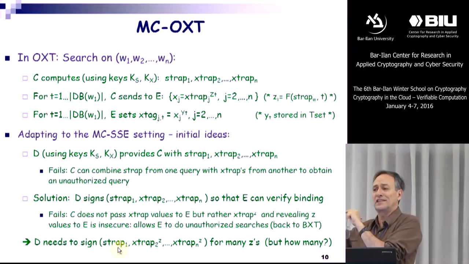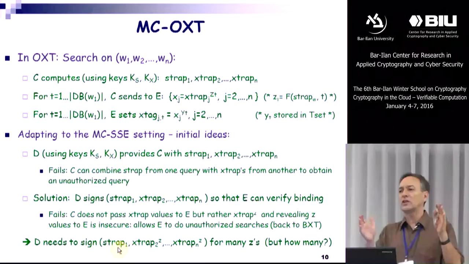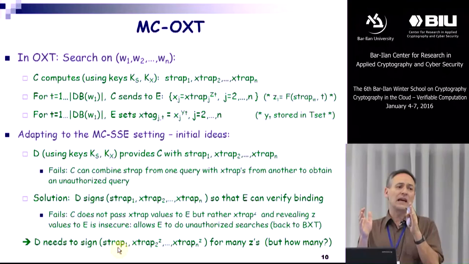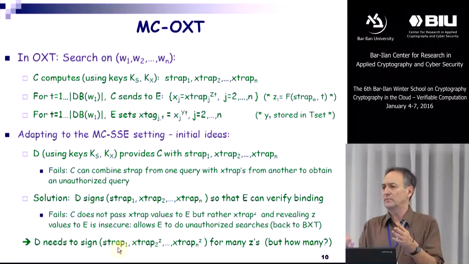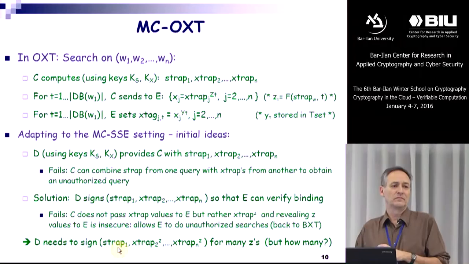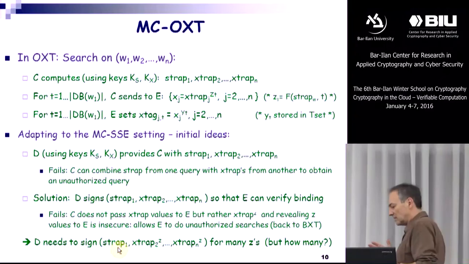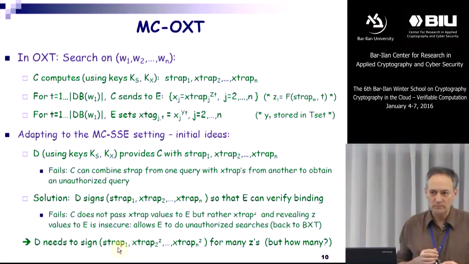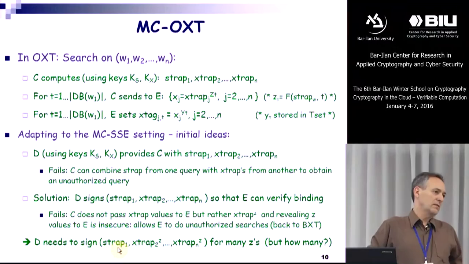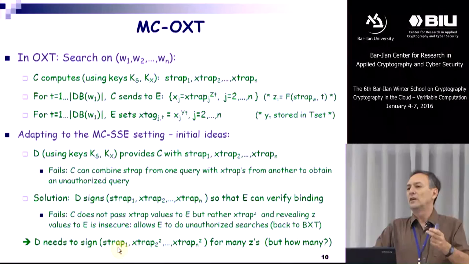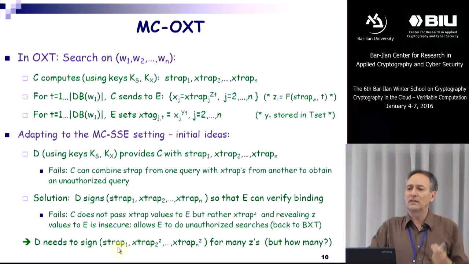So our question is, is it possible to give a signature on one set of xtraps that the client can then raise to the power of z and show a signature on it? Let's say just one element. I want to give you a signature on xtrap, but then you can show a signature on any value xtrap to the z that you want. The answer should be no, because if you give me a signature on xtrap and I can generate a signature on xtrap to the z, then this will not be a secure signature, right? It would be a forgery.